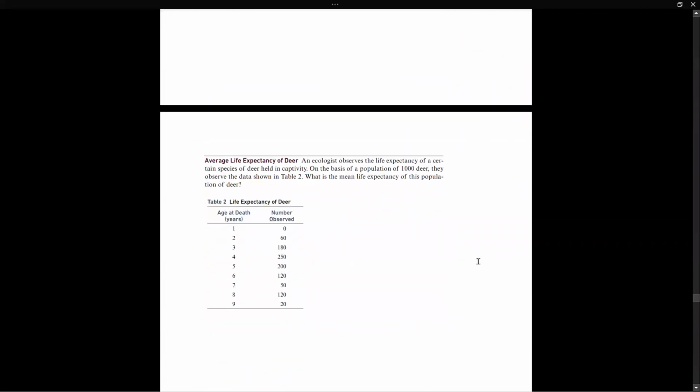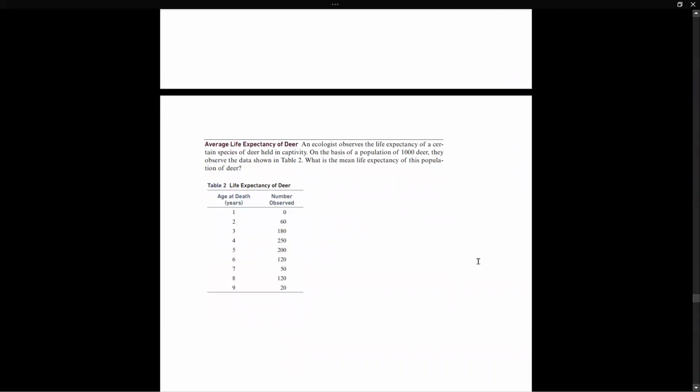Okay, so let's do an example here. Life expectancy of a deer. And of course, we want to see what we're dealing with. An ecologist observes the life expectancy of a certain species of deer held in captivity on the basis of a population of 1,000 deer. They observe the data shown in table 2. What is the mean life expectancy of this population here?